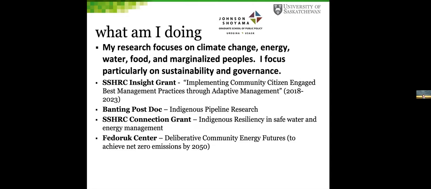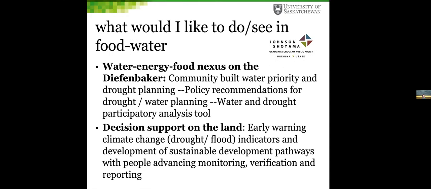How do we solve climate change? What I'd like to see in the future is a water, energy, food nexus. I know this is water, food, and I'm just throwing it out there that energy is a really good add-on here. And community-built water priorities at the Diefenbaker. So how do we manage the water there between the hydroelectric dam?